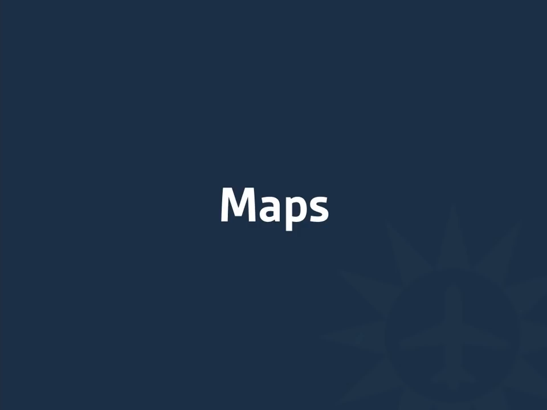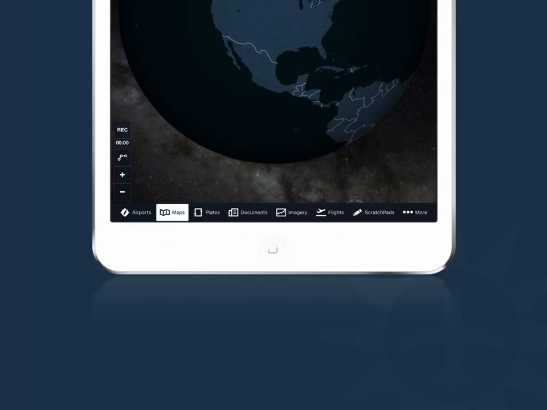Okay, so that's the airport's view. Let's move on to the maps section. The maps tab is one to the right of airports. So we're on that left tab now. We've moved one to the right along the bottom. This is what the maps view looks like.